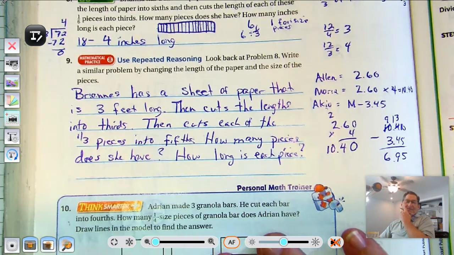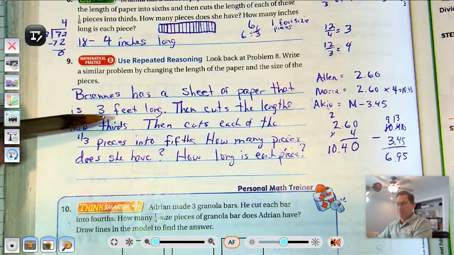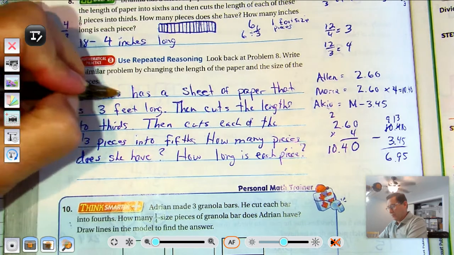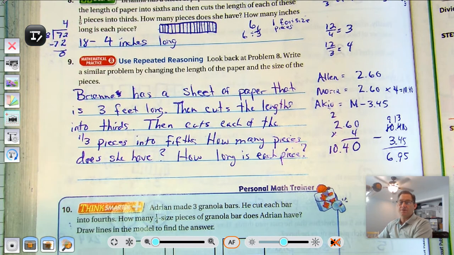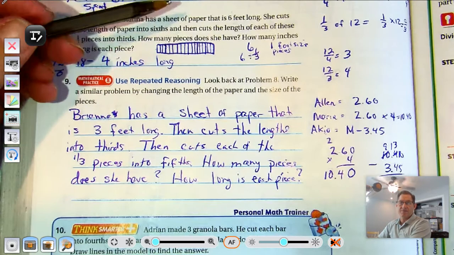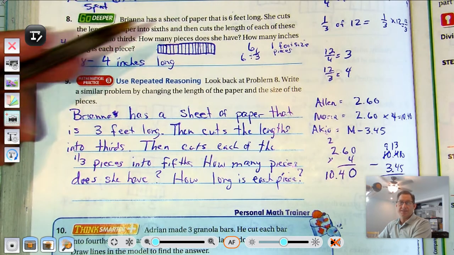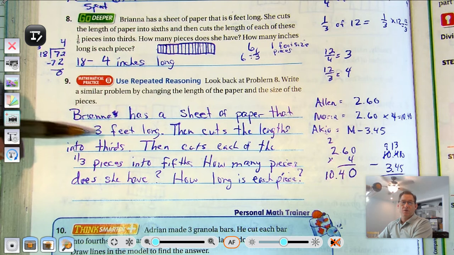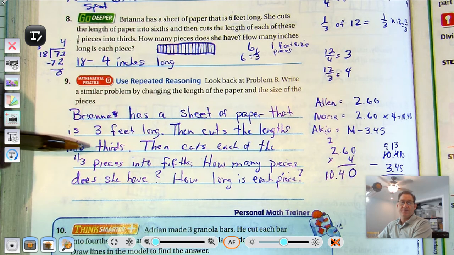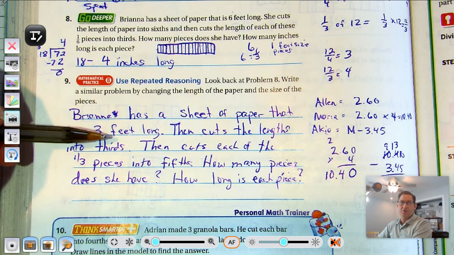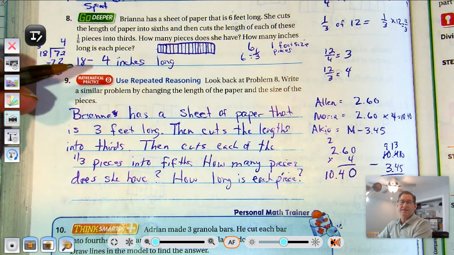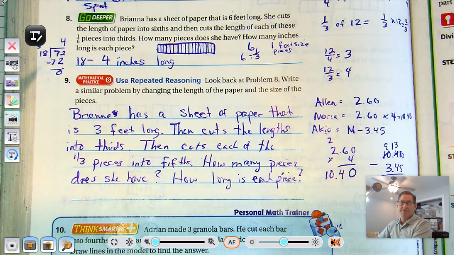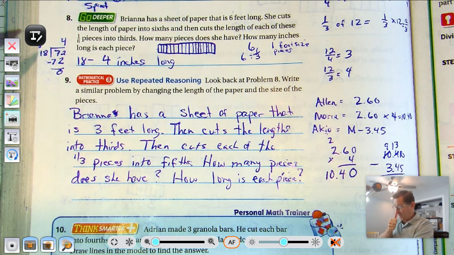All right, so let's see if we can figure this one out. I don't know why I put Brianna's. Brianna has a sheet of paper that is 3 feet long. Okay, so we changed the size of the paper from 6 to 3. We're still going to cut it into thirds, and I'm going to cut each of the 1/3 pieces into fifths. So how many pieces does she have, and how long is each piece?